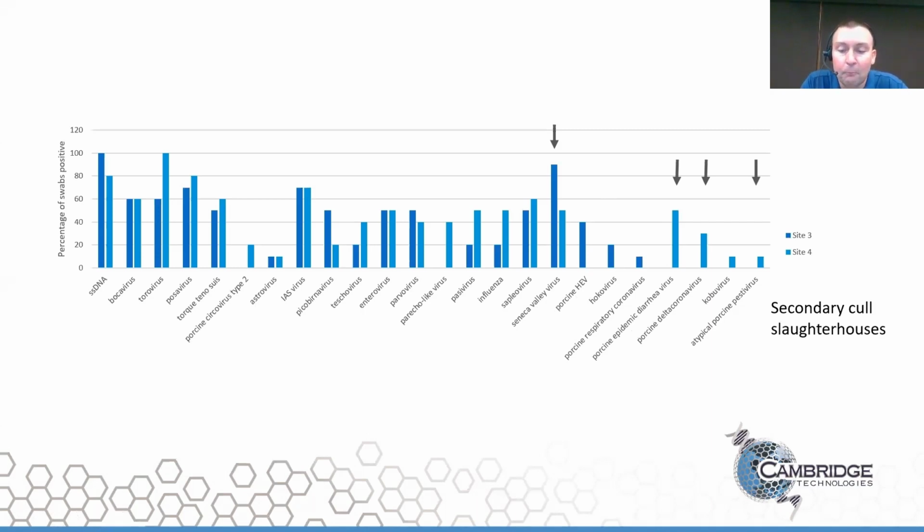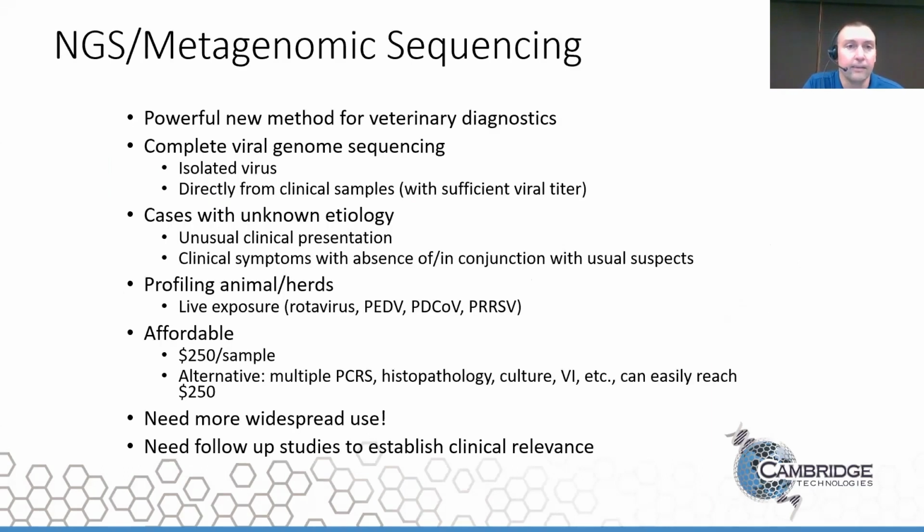But again, the point here is that metagenomic sequencing is a very powerful tool to identify all these different viruses. So just to conclude my talk, metagenomic sequencing has been around for a few years. It's starting to become more of a mainstream method in veterinary diagnostics. We offer that here at Cambridge Technologies. It's a very pliable method depending upon what your goals are. If it's simply viral genome sequencing from an isolated virus or directly from a clinical sample, both of these are very doable.